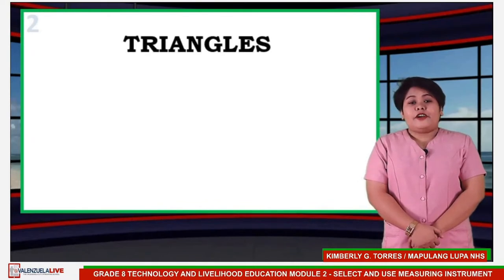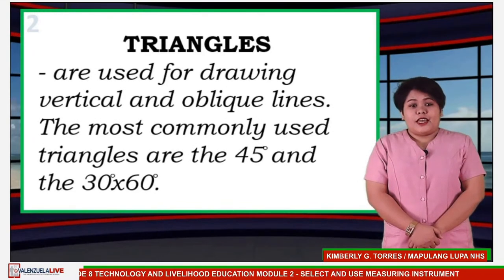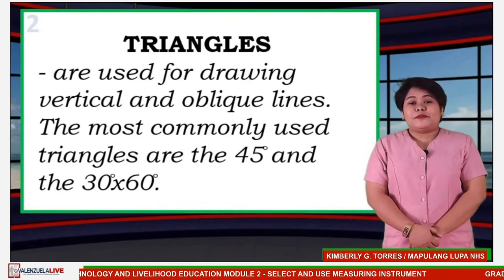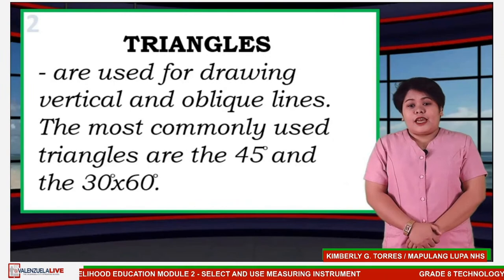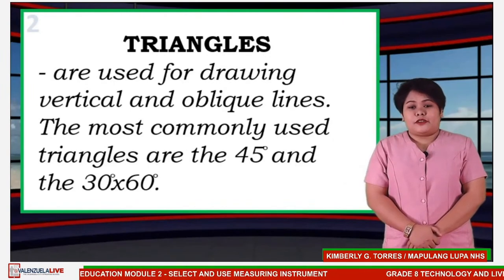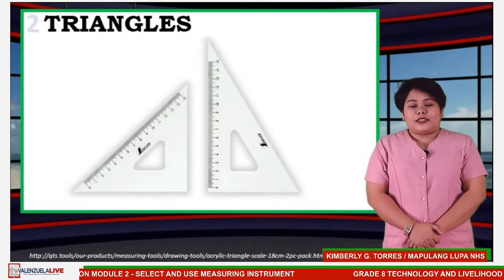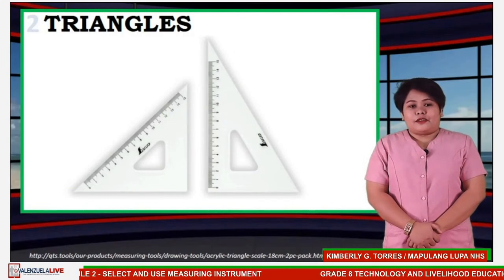Triangles are used for drawing vertical and oblique lines. The most commonly used triangles are the 45 degrees and the 30 by 60 degrees. This is an example of triangles.